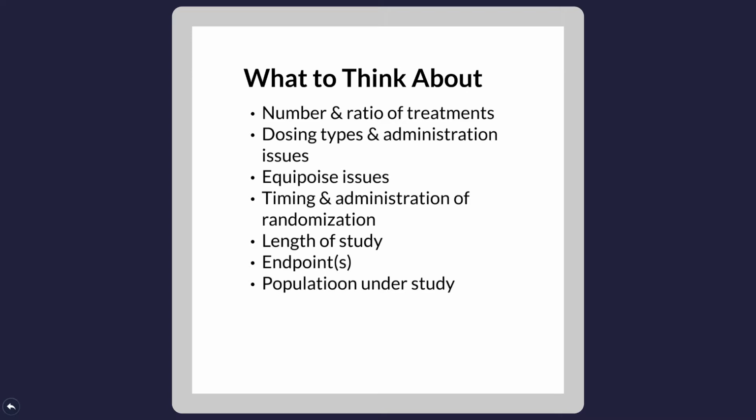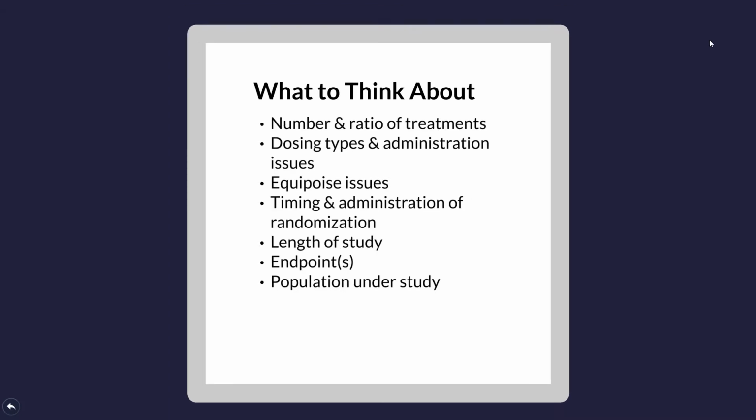So in addition to the number and ratio of treatments, the dosing and types of administration, and the equipoise issues, you want to have an understanding of the timing and administration of randomization. So when will it occur and how will it occur? Are there any immediate side effects that could pose a risk to a participant? Even if rare, are there allergic reaction problems? Are there cardiac issues? Do you need to watch the participant? Are there endpoints that need to be collected right at the timing of administration?